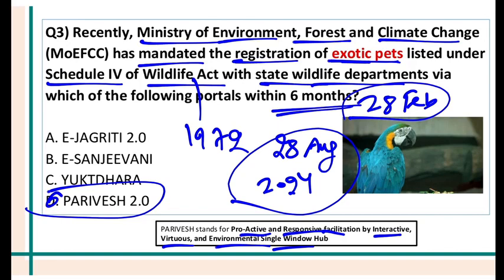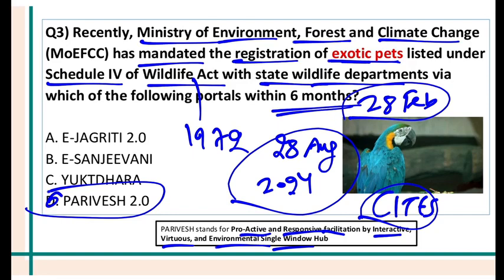So what is Schedule 4? Those species which are protected under CITES, the Convention on International Trade in Endangered Species of Wild Fauna and Flora, are in Schedule 4. So if you have any exotic pet, what is an exotic species? Exotic species are those organisms which have been introduced into an area outside of their normal distribution. For example, if you go to a foreign country and buy some animal, like a parrot or something which is not found in India, that is an exotic species, essentially a foreign animal. It is an organism introduced into an area outside its normal distribution.